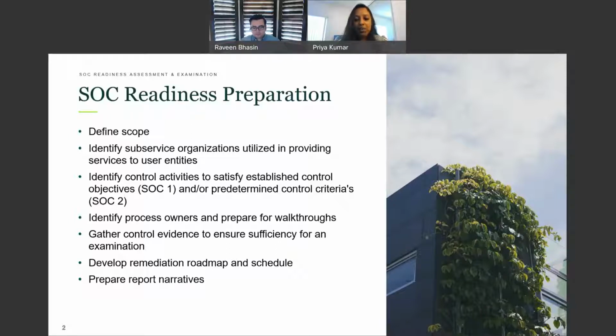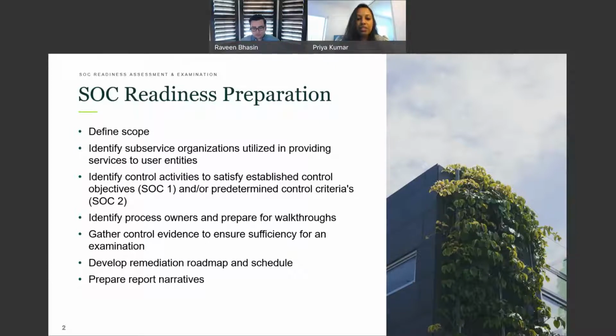Then you want to identify what are those control activities to satisfy either that control objective, if we're talking SOC 1, or the control criteria, if we're talking SOC 2. In order to assess the design of the control activities, not only do we want to make sure we have the right process owners who can speak to what those activities actually are, but we also want to see sample evidence to ensure that you formally document the process that you're stating and that it aligns with your said process and that it'll actually suffice for the examination.